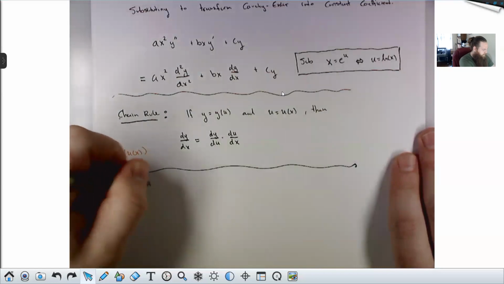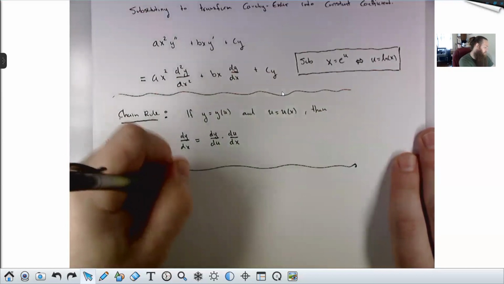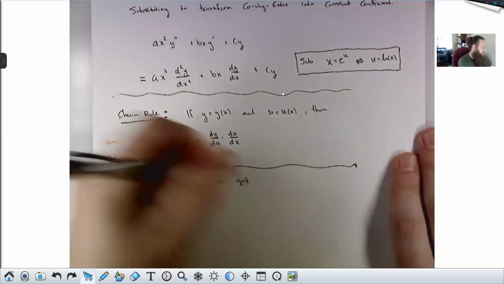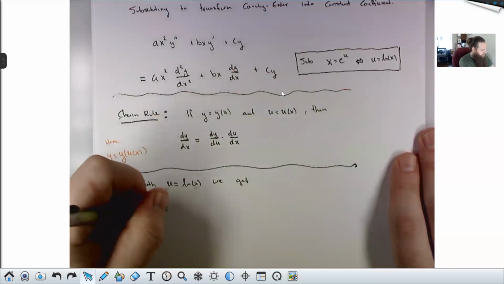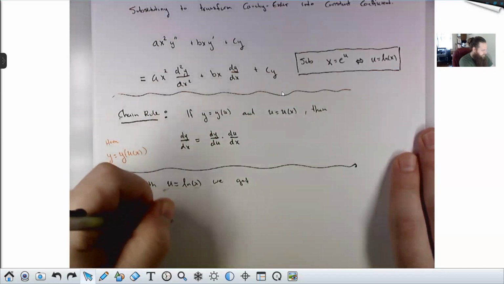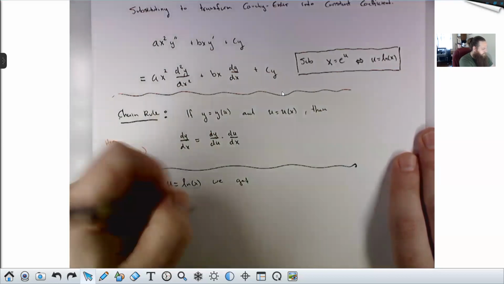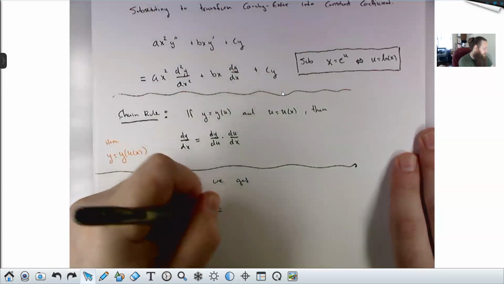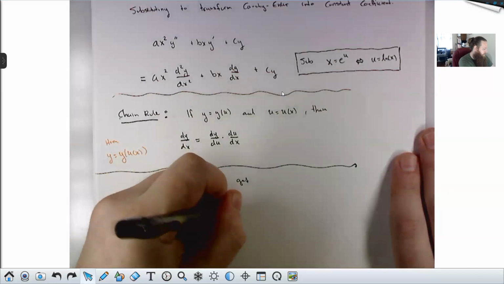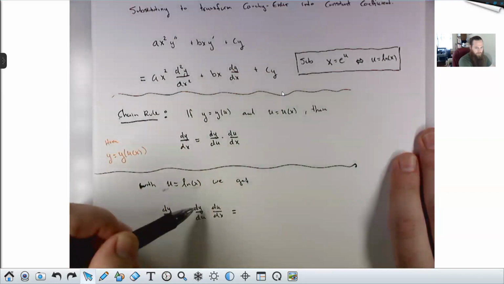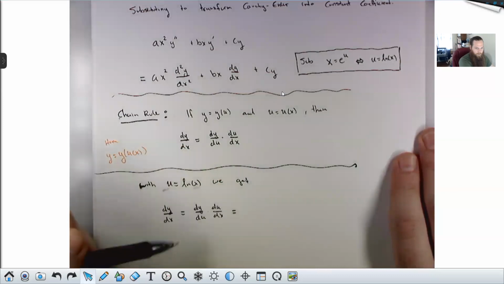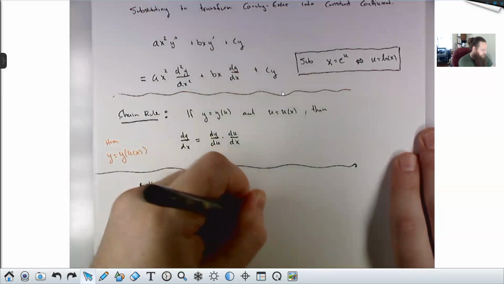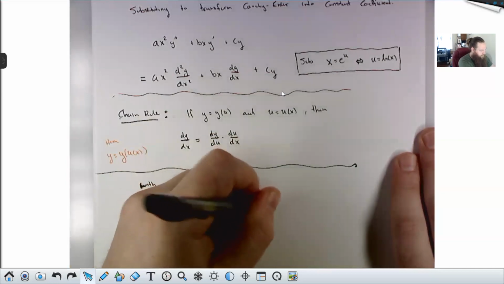So for us here, with u equals the natural log of x, we get dy dx is equal to dy du times du dx. So dy du, I'm maybe not sure what that is off the top of my head, but du dx, I know that's 1 over x because u is the natural log of x. So this is dy du times 1 over x.